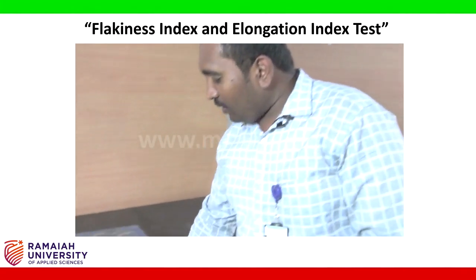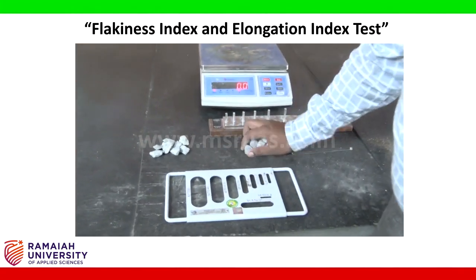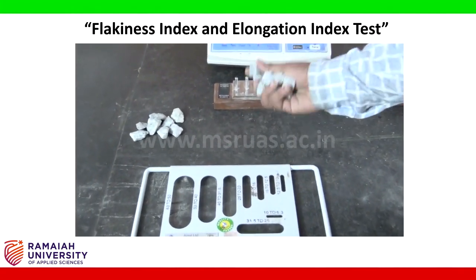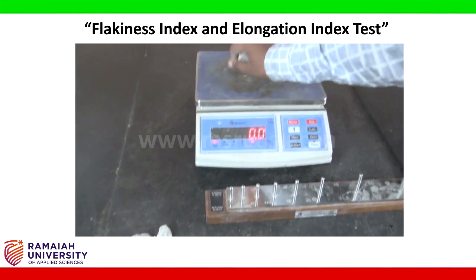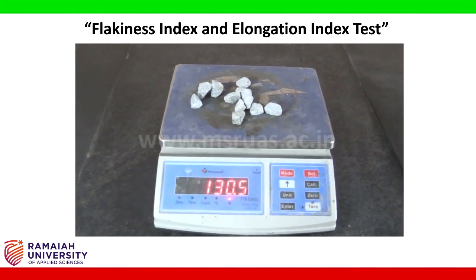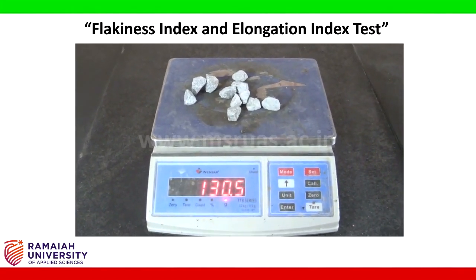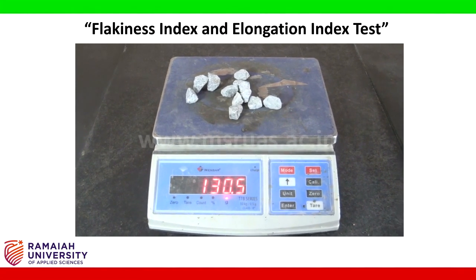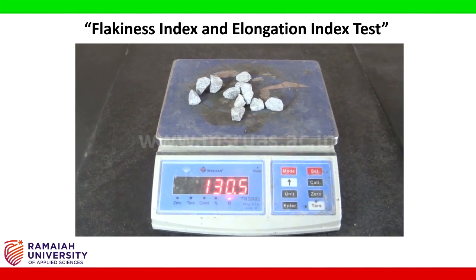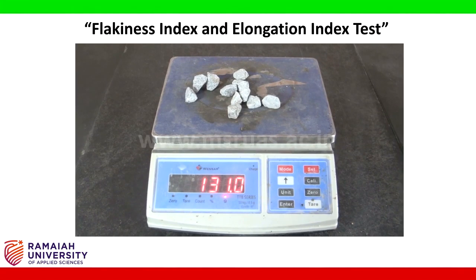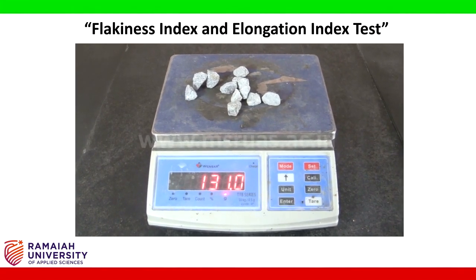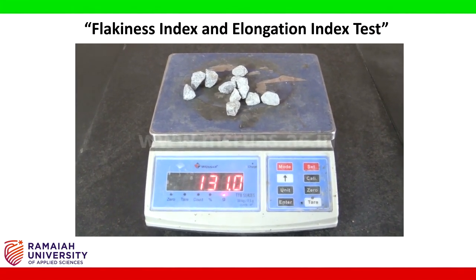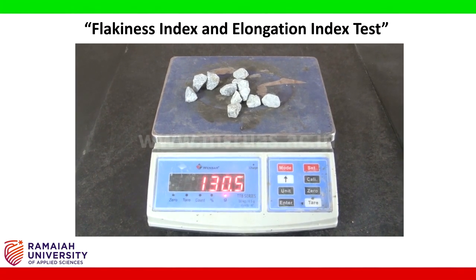After segregating, I am going to take the weight of aggregate which is not passing the thickness gauge. I will note down that weight. The ratio of the weight of aggregate not passing the thickness gauge to the weight of aggregate taken gives you the flakiness index for that particular set of sieves.